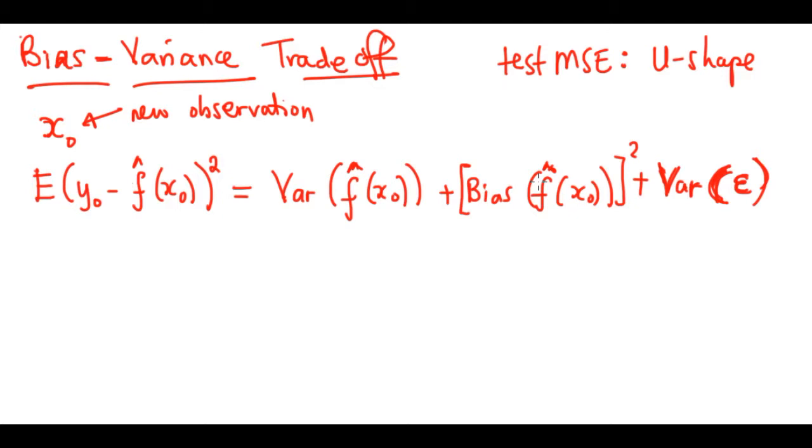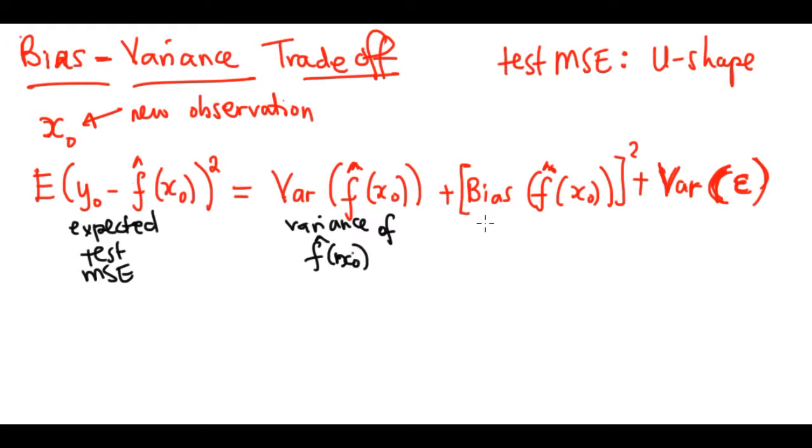Let me write what the terms are. So this part here is the expected test MSE. This is the variance of the predicted value. And this is going to be the squared bias, squared because you see here we are squaring it, right? The squared bias of f of the predicted values, plus the variance of the error terms.